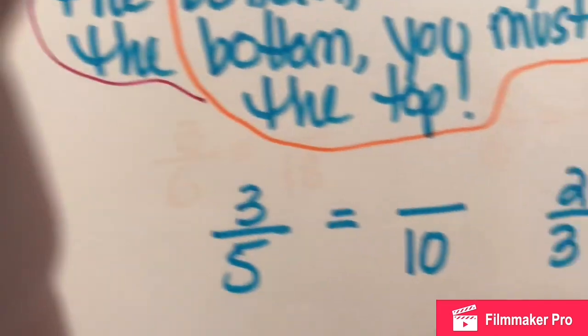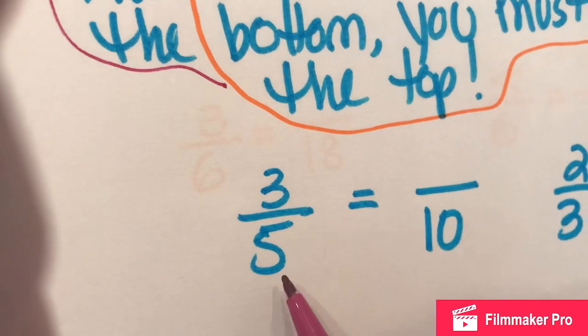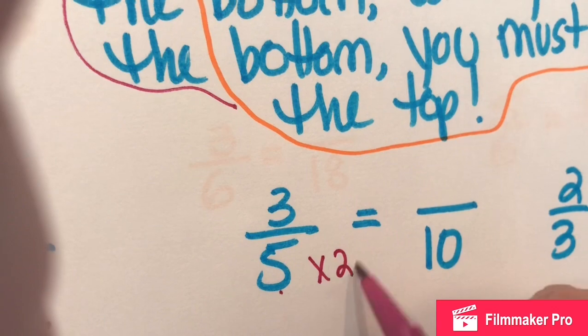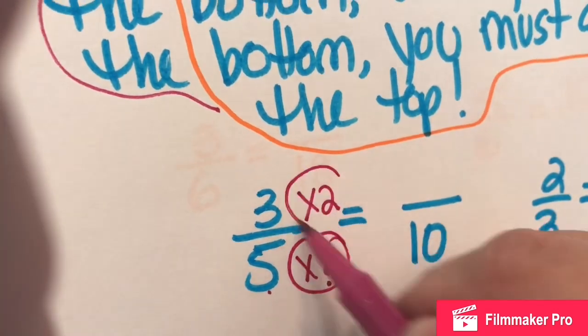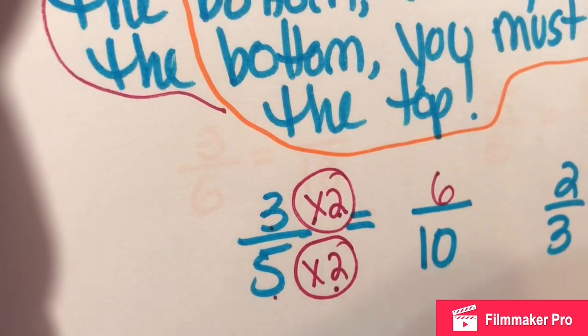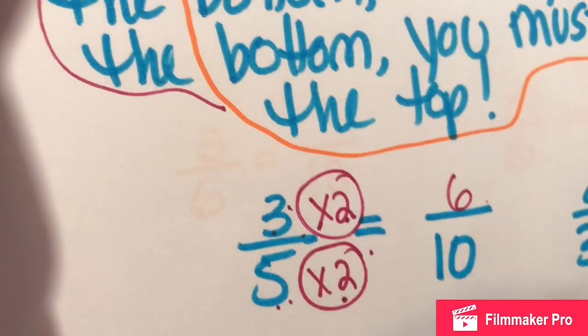I'm going to move over to this one. So first I say, in order to figure out what is missing, what did they do to the 5 to get to tenths? Well, they multiplied it by 2. If I do that to the bottom, I have to do that to the top. So now I have 3 times 2 gets me to 6. So I know that 3/5 is equal or equivalent to 6/10.